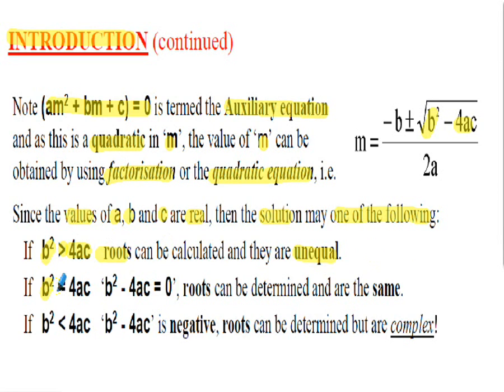If the b squared term is equal to the 4ac term, then the value will be 0, and in solving for m, the roots will be the same. However, if the b squared term is less than 4ac, evaluating we will get a negative value, and the roots in this case will be complex, because we'll be trying to take the square root of a negative number. So that results in complex numbers of the form a plus jb.